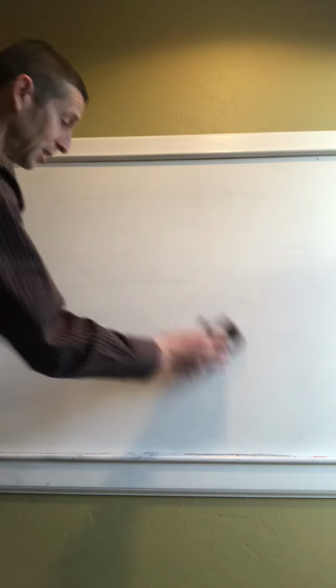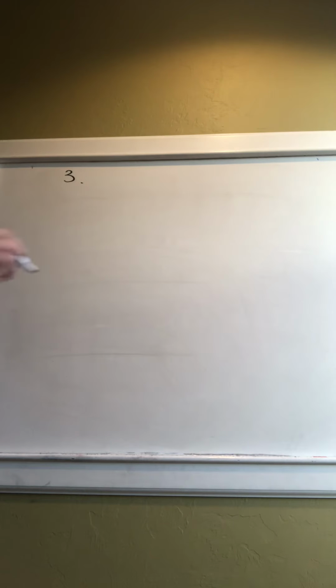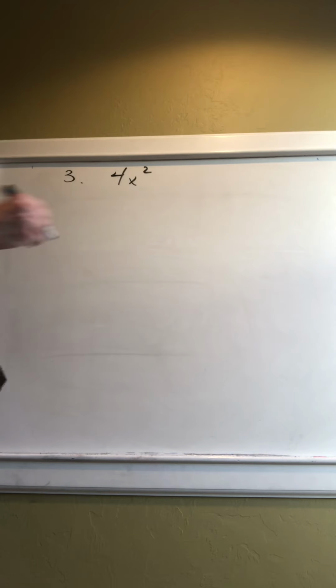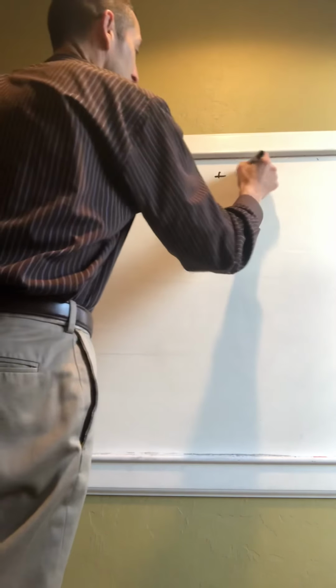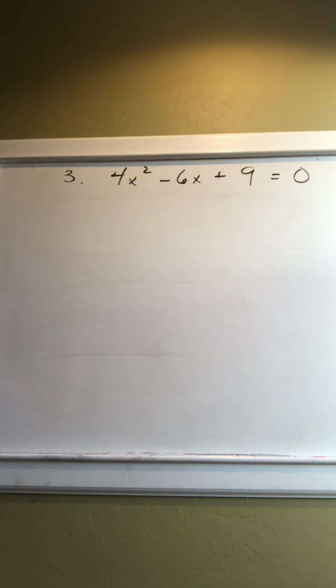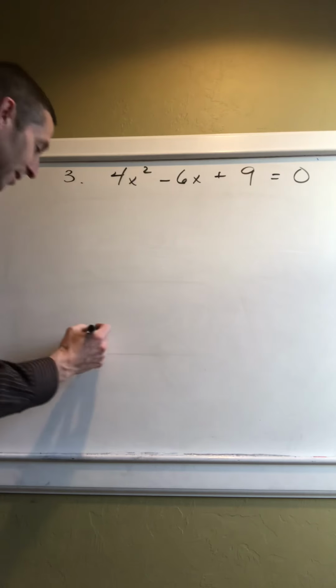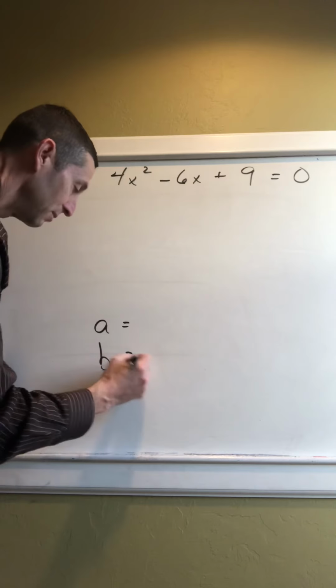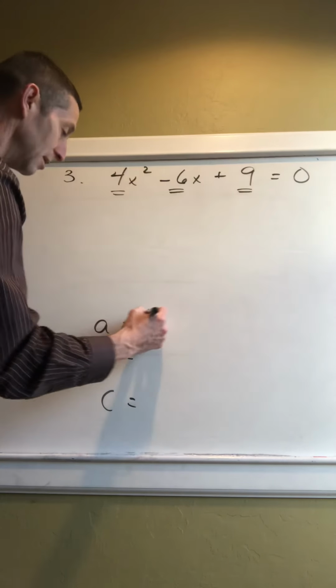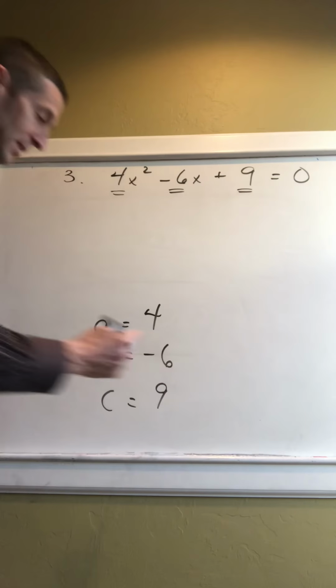And this one's the worst of them all. All right, number 3. This one is not friendly. 4x squared minus 6x plus 9 equals 0. So this one is going to be rough. This is going to be rough. All right, here we go. We've got A, we've got B, we've got C. Boom, boom, boom. So 4, negative 6, 9.